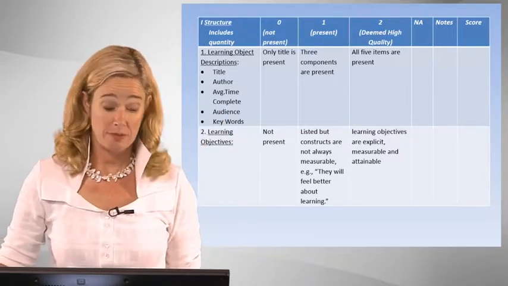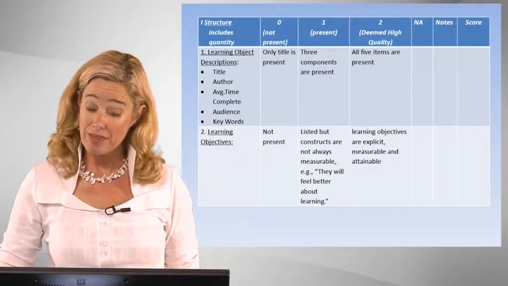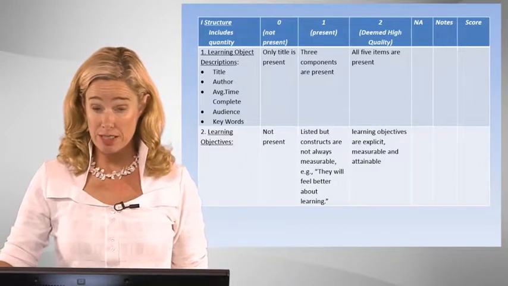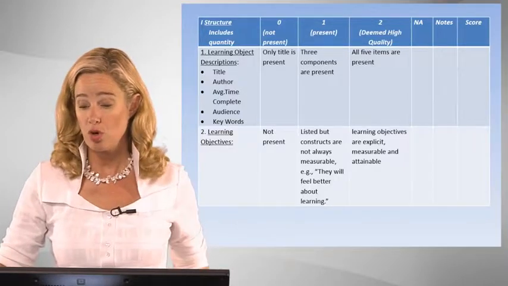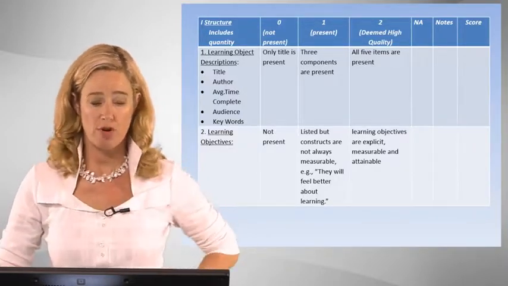And so that gets put over in the score column on the right. Learning objectives. Many don't state these either. However, if they have stated the objective, they're explicit, the objective is measurable and attainable, then it would get a 2 over in the score column on the far right.